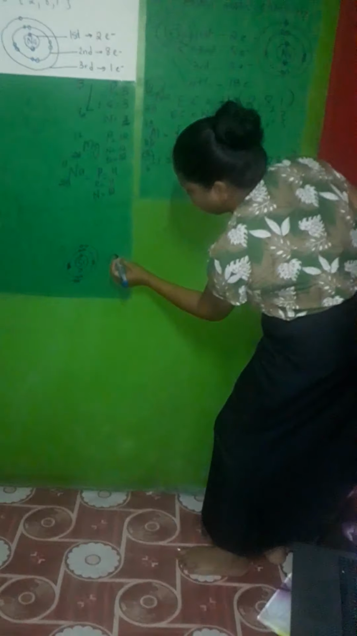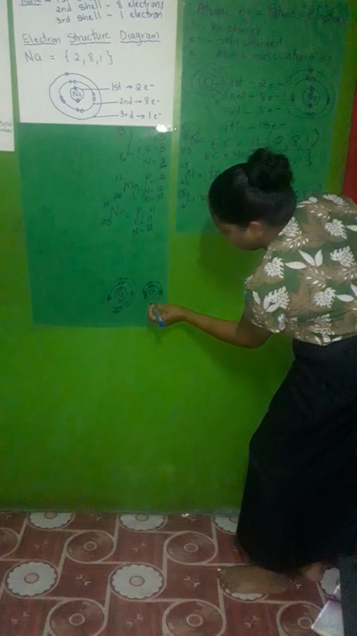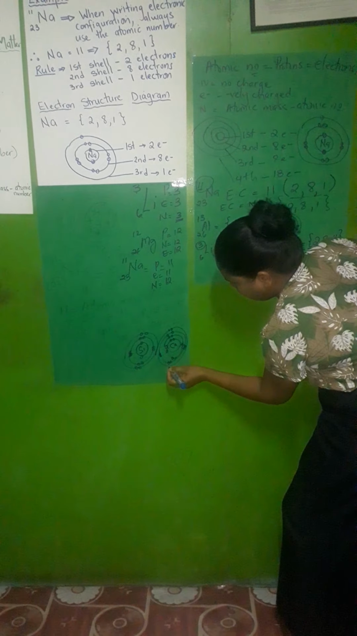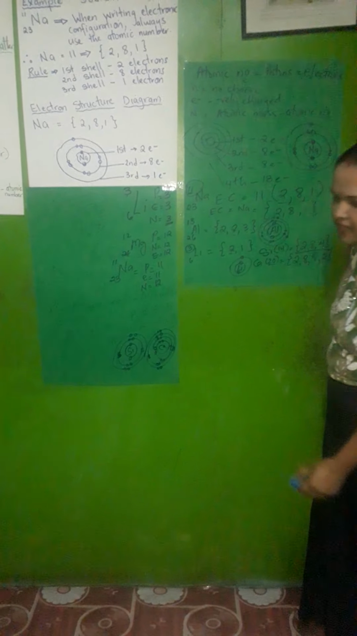And the last one is calcium. So calcium, first shell 2 electrons, second shell 8 electrons, third shell again 8 electrons, and the fourth one will have 4 electrons that will be paired again.